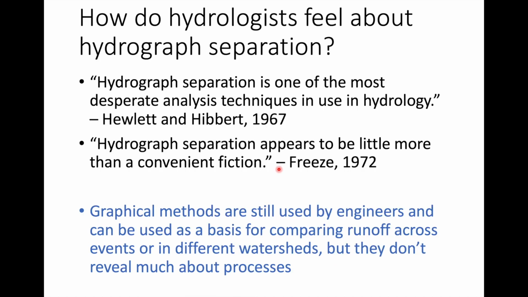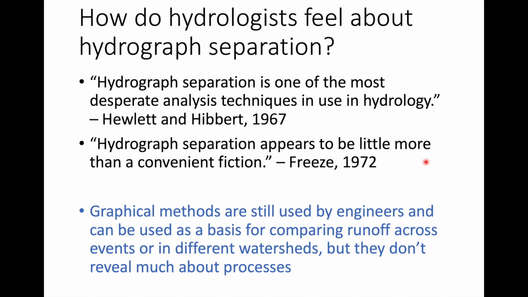Well, okay, 0.05 cubic feet per second per square mile per hour. That seems a little arbitrary, as are all the other shapes. And in fact, Hewlett and Hibbert themselves said that hydrograph separation is one of the most desperate analysis techniques in use in hydrology because we had so little physical basis for choosing the shape of that separation line. Alan Freeze, famous groundwater hydrologist, said hydrograph separation appears to be little more than convenient fiction.